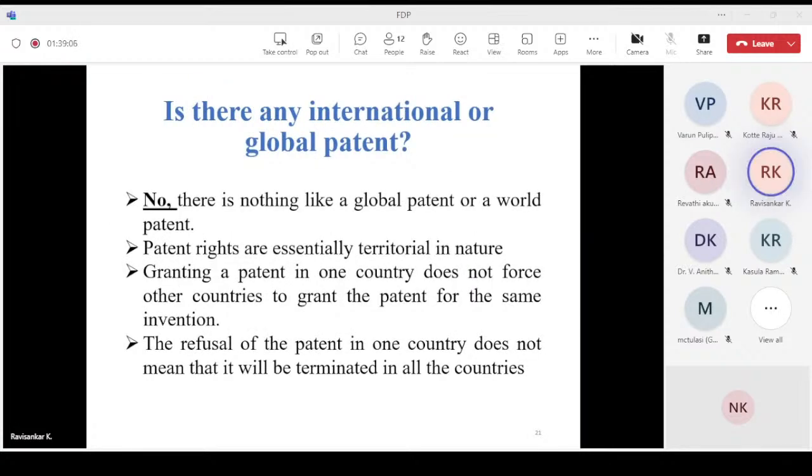Is there any international or global patent? No, there is nothing like a global patent. It is territorial in nature. If you file a patent application in India and it is granted, the rights will be only within the country of India. If the same invention is not protected in other countries, you can freely use that invention in other countries without any problem. Granting a patent in one country does not force other countries to grant the same patent. And if it is refused in one country, it doesn't mean that it will be refused in all other countries.